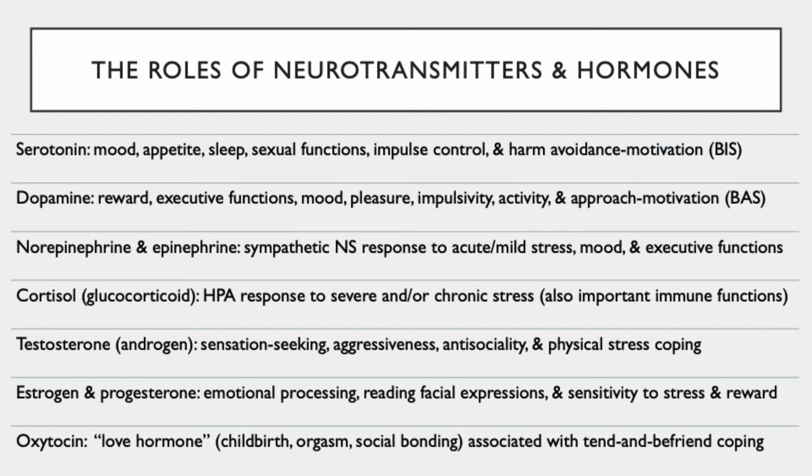Along with mood functions, it also has important roles in regulating impulsivity. Low serotonin activity is associated with higher rates of impulsivity, and particularly impulsive aggression. Higher levels of serotonin are also linked to anxiety, which promotes harm avoidance, a feature of the behavioral inhibition system we'll discuss in a bit.